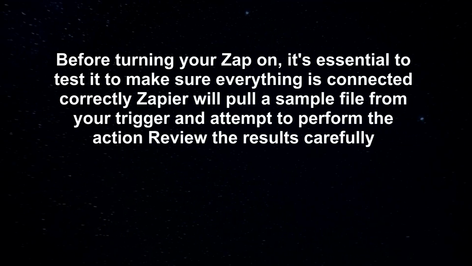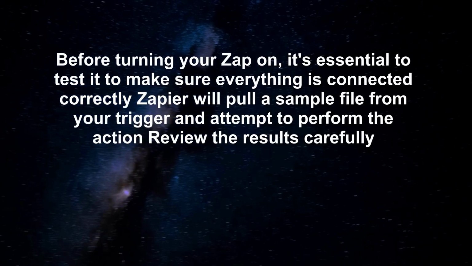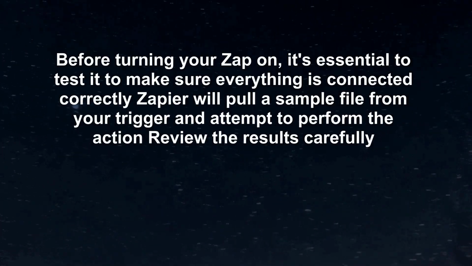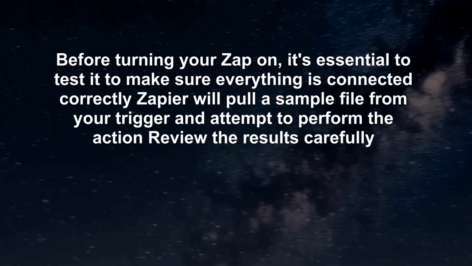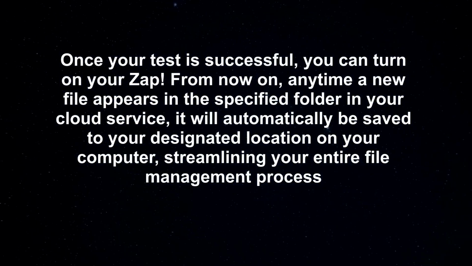Before turning your Zap on, it's essential to test it to make sure everything is connected correctly. Zapier will pull a sample file from your trigger and attempt to perform the action. Review the results carefully. Once your test is successful, you can turn on your Zap.